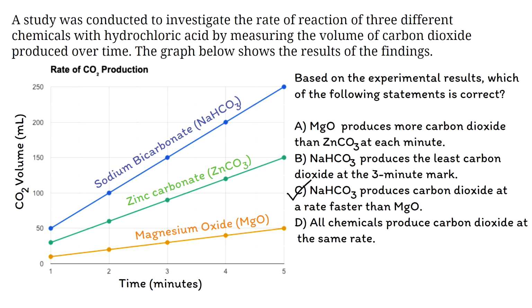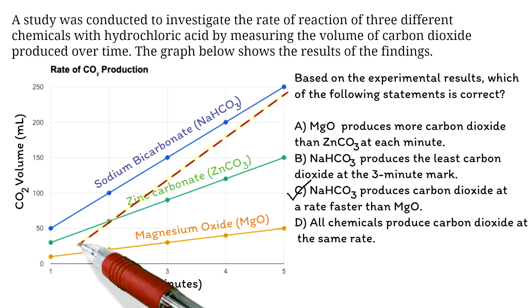To find the highest rate, you are looking at how steep the slope is. Let's say we have another chemical that has a slope like this. Although this chemical has less volume than the sodium bicarbonate, it has a higher rate than the sodium bicarbonate because it has a steeper slope.